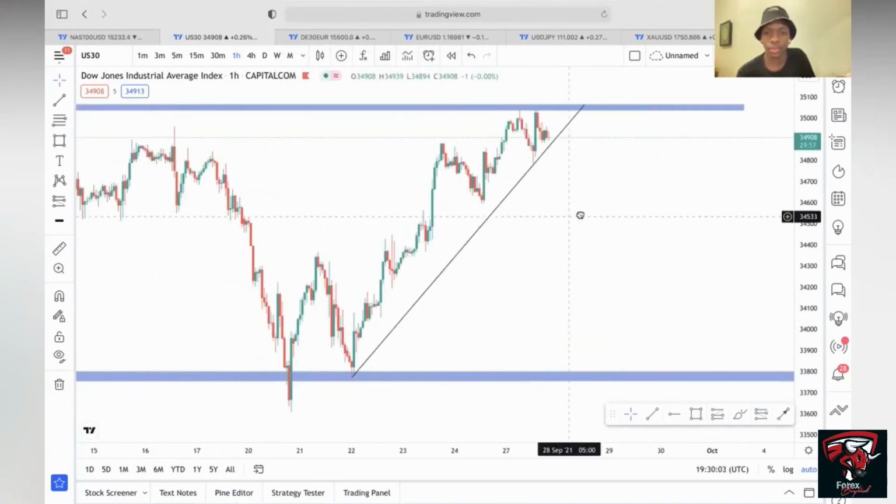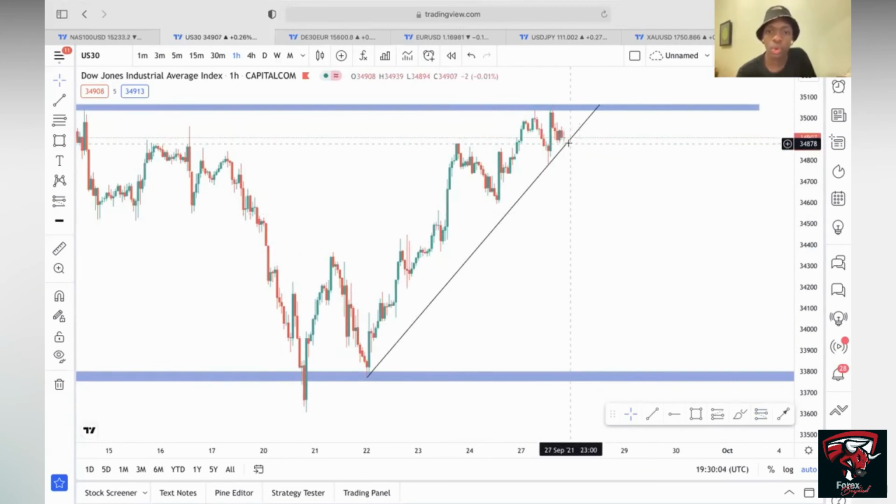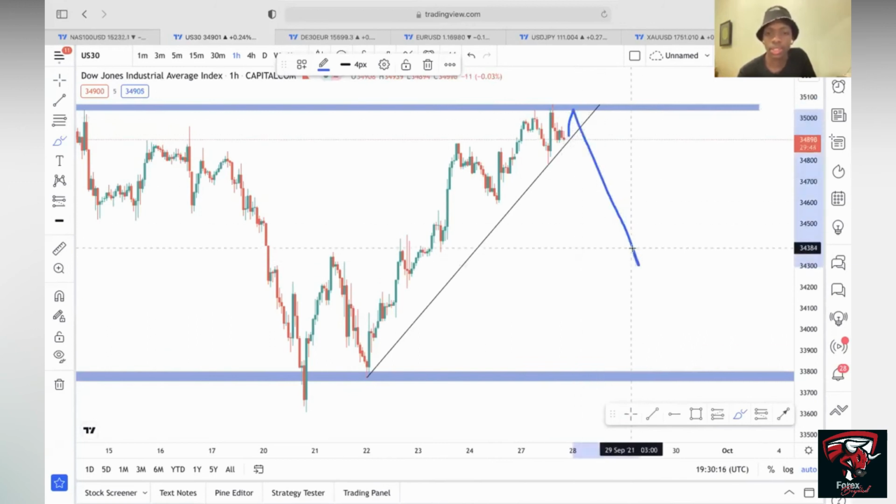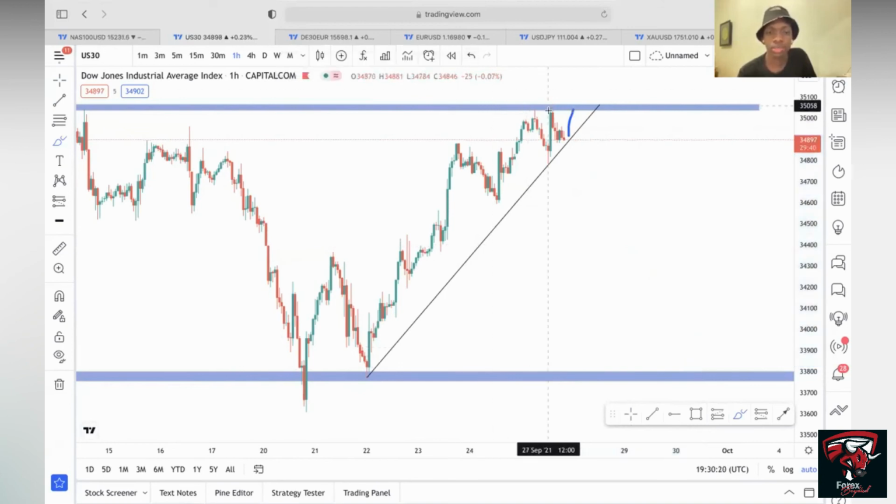It's two setups. We want to wait for the breakout of this trend line, or we want to wait for this trend line to be obeyed, right? To retrace to the zone. Once it retraces to the zone again, then we can anticipate a massive drop, right? So that's my outlook on US 30. There really isn't much to it, you know.